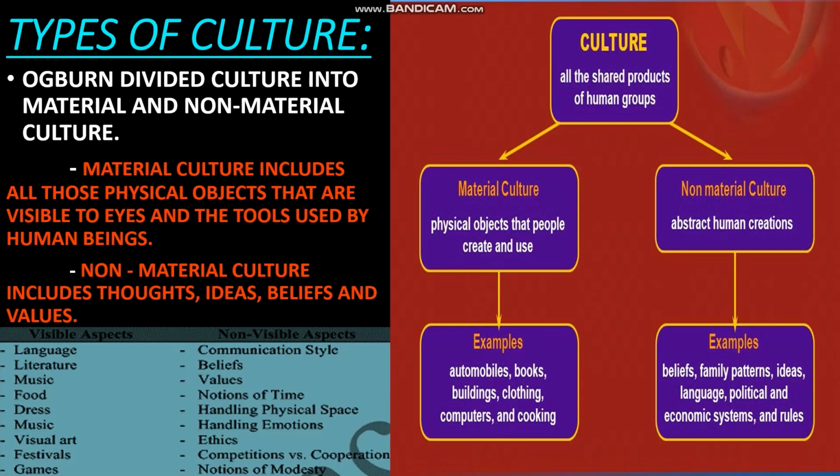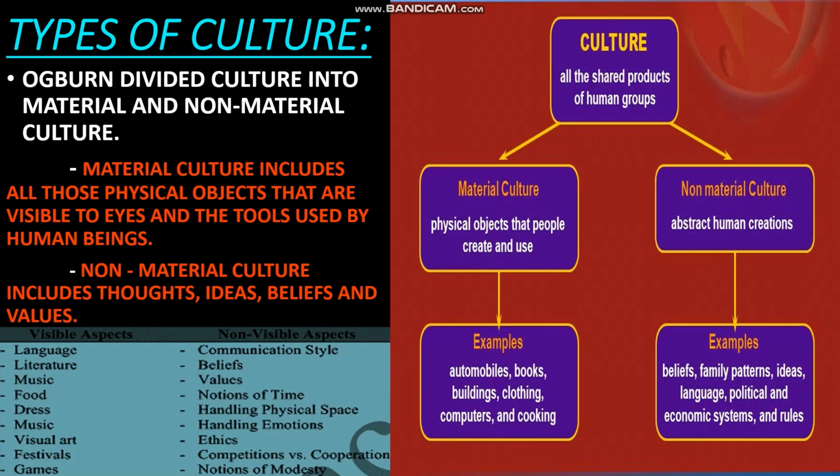So culture can be divided into two, that is material culture and non-material culture. So what is culture? Culture is all the shared products of human groups. The shared products can be knowledge, beliefs, values, language, literature, food, dress, music, art, festivals, games, all are coming under culture. So these are the shared products among the human groups.